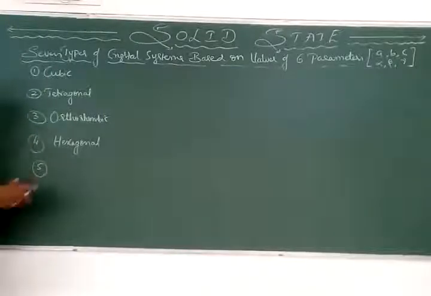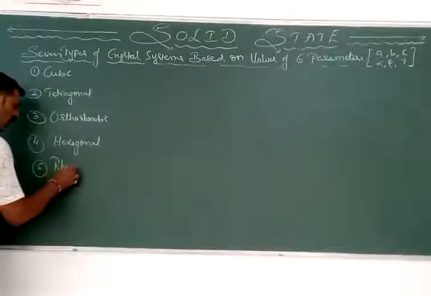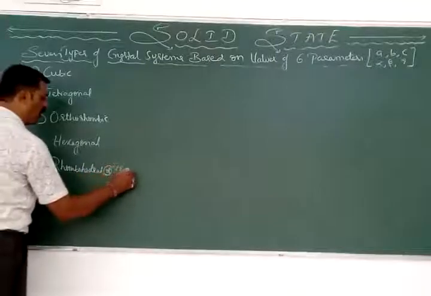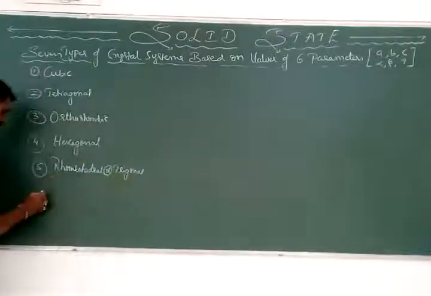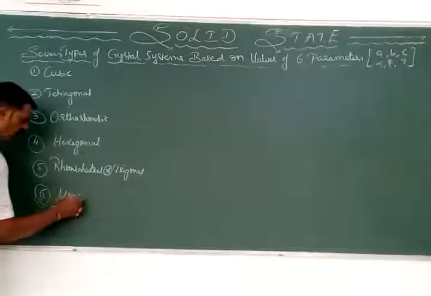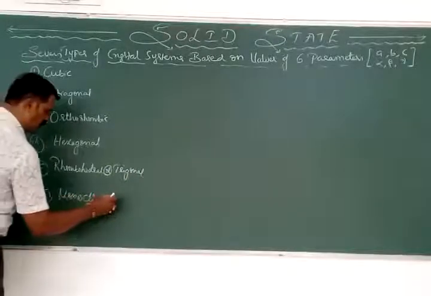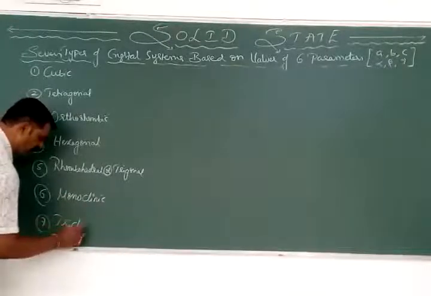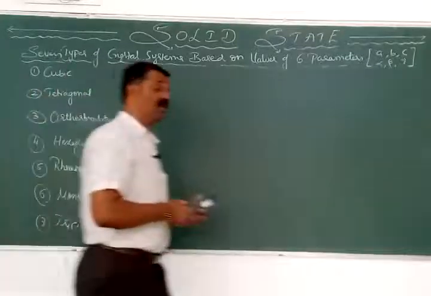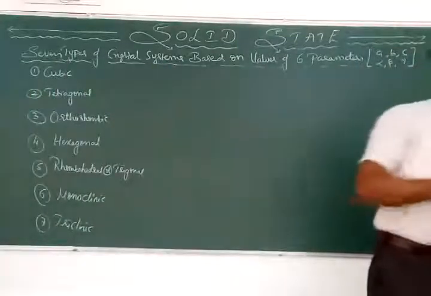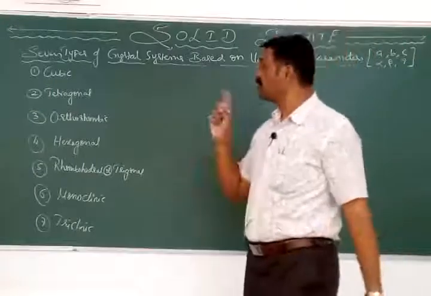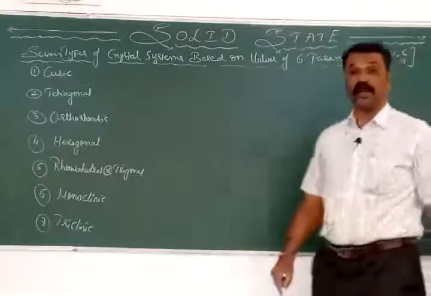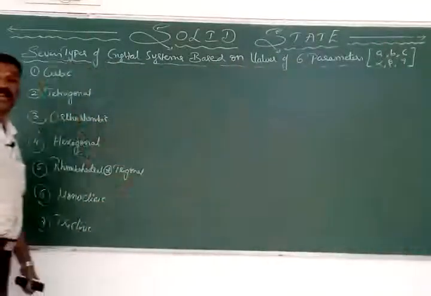It is also called trigonal, or sometimes it is called the trigonal crystal system. Then we have the monoclinic crystals, and lastly we have the triclinic crystals. What are these? The 7 types of crystal systems. Because the crystal system is decided by the 6 different parameters, A, B, C, called edge lengths, and alpha, beta, gamma, which are the axial angles.